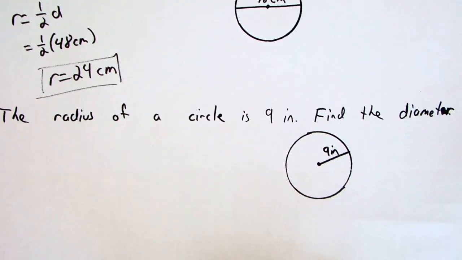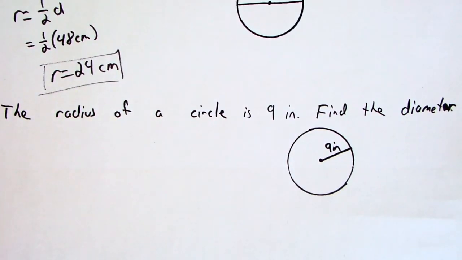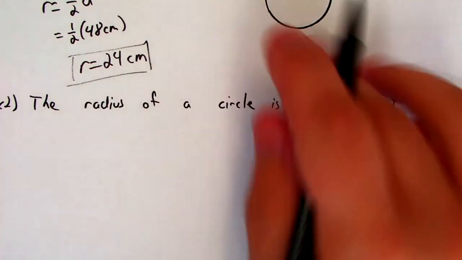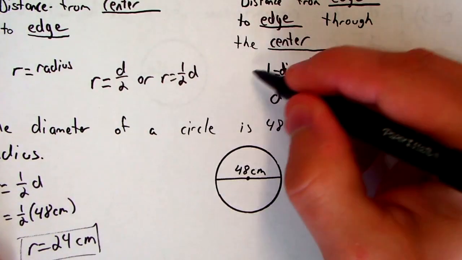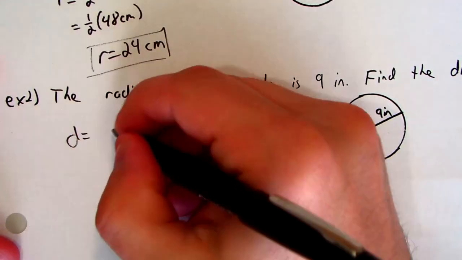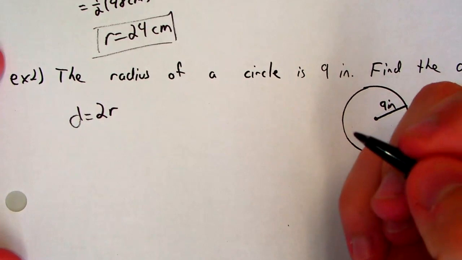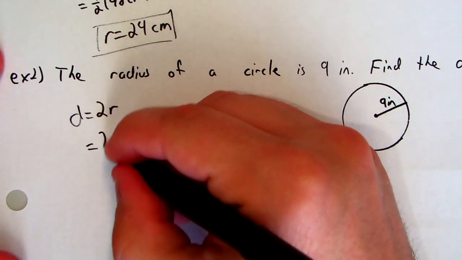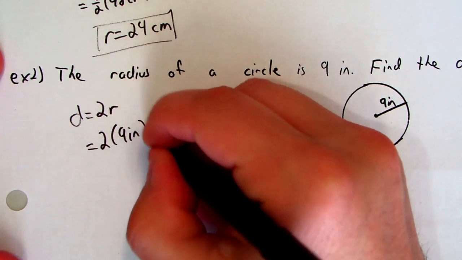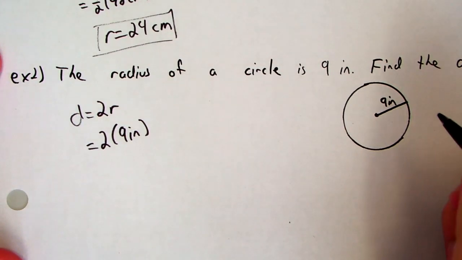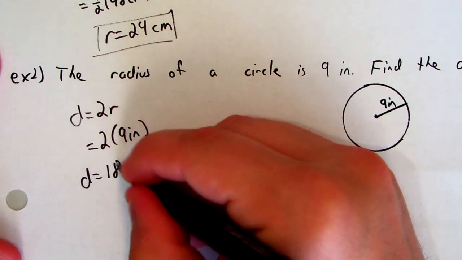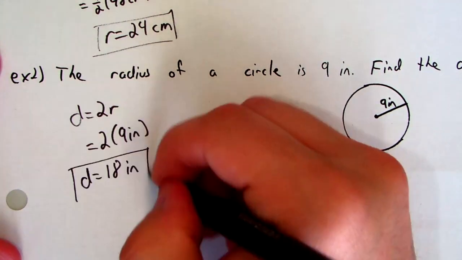Example 2 says the radius of a circle is 9 inches. Find the diameter. In this case, we know the radius and have to find the diameter, so I'm going to use this equation right here. I'm going to write down the equation D equals 2R. I know that the radius is 9 inches, so I'm going to substitute 9 in for the radius. And 9 times 2 is 18. And remember to include your units, so it'd be 18 inches.